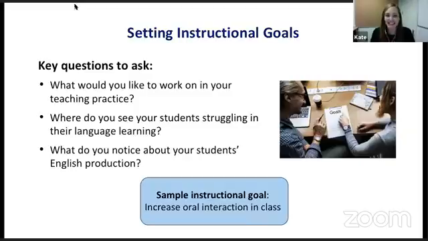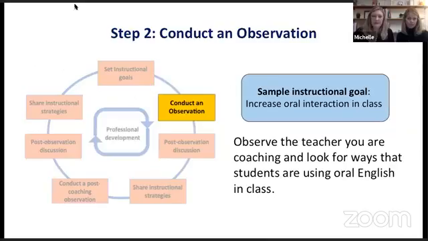So yeah, please continue, and we'll look for your comments and ideas, everyone, about other types of instructional goals that might be useful in your context.